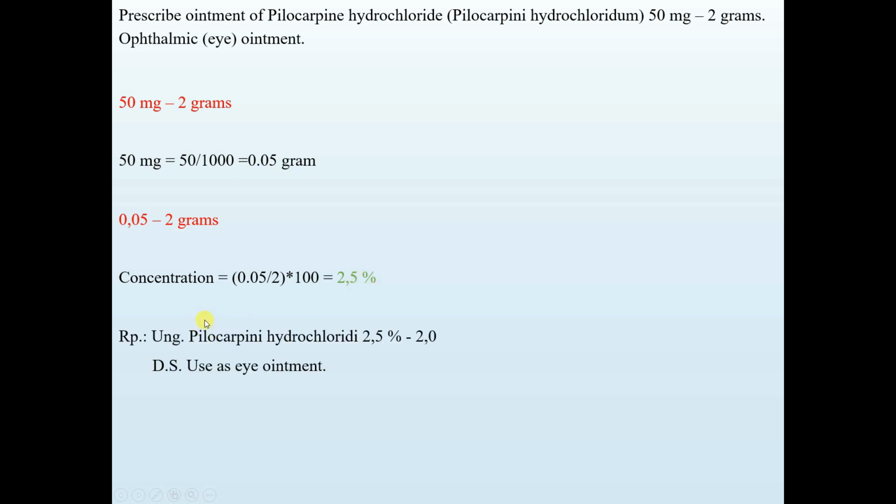And the example below how you can prescribe it. Be sure that you will write in signa part that it is eye ointment. Next example. Prescribe oil solution with menthol or mentholum, 100 milligrams in 10 milliliters as nose drops. Also very easy. First of all, we find the amount in grams. 100 milligrams divided by 1000 milligrams, and we receive that it is 0.1.